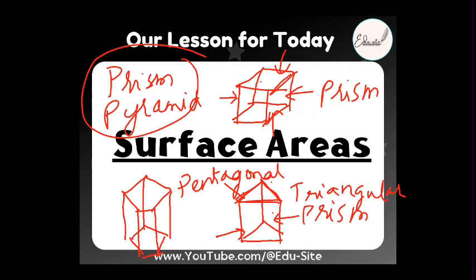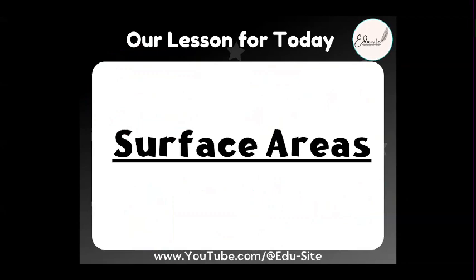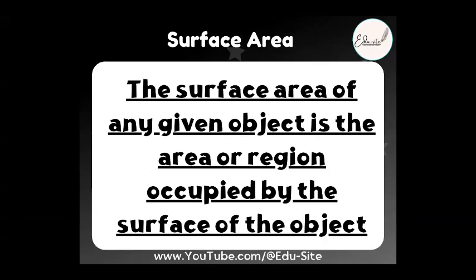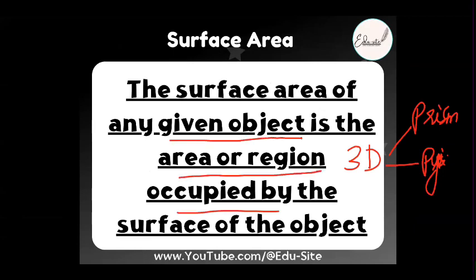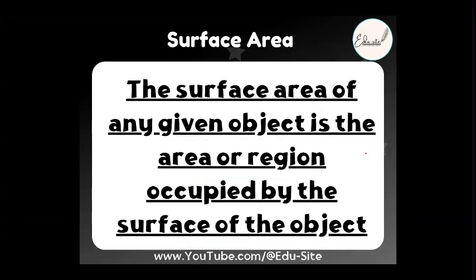Okay? Chalo. So we'll see the surface area. What is the surface area? Now we are going to see the surface area in the 3D objects. Okay? Just we have studied two 3D objects, one is prisms and one is pyramids, right? So we have different pyramids and different prisms. So what is the surface area? Surface area of any given object is the area of the region occupied by the surface of the object. So it is the total area that is occupied by the object.